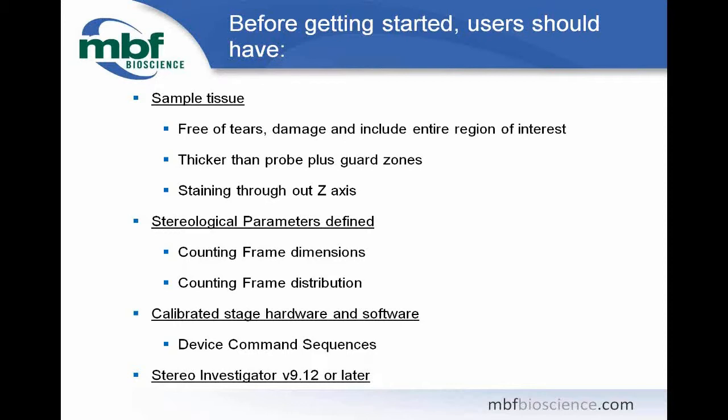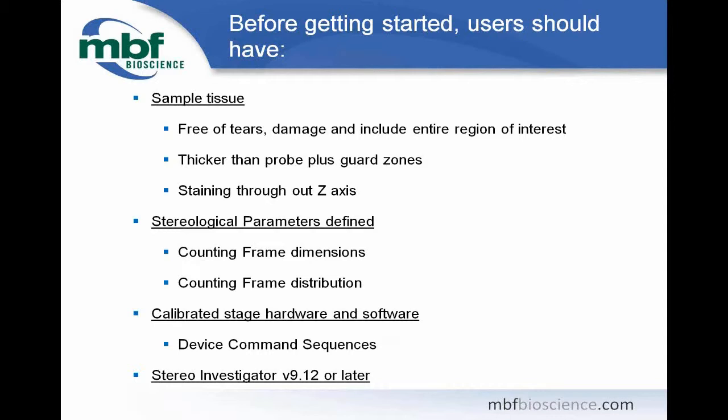Of critical importance is having your tissue stained thoroughly throughout the entire z-axis. Stained tissue which has or lacks staining in the central portion of its z-axis is not suitable for stereological analyses or SRS image stack acquisitions.